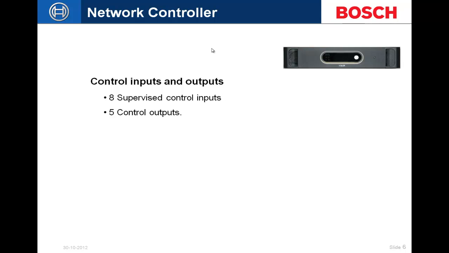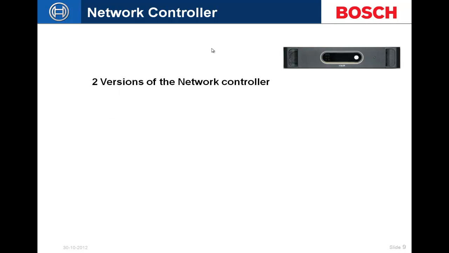The network controller itself is going to have 5 control outputs, but as you'll see in a moment here, not all 5 of them are freely available to be programmed. The first 3 are open, the last 2 are actually dedicated to fault notifications.